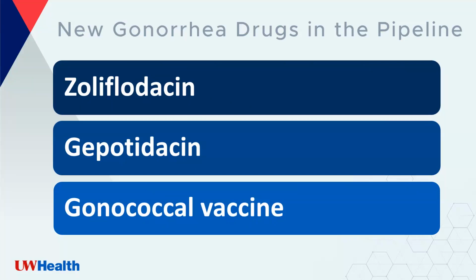What's important to note with these medications is while there's encouraging data that has come out of their effectiveness against gonorrhea, neither Zoliflodacin nor Gepotidacin has improved cure rates for pharyngeal infections. However, they have shown activity against fluoroquinolone and ceftriaxone-resistant strains of gonorrhea.